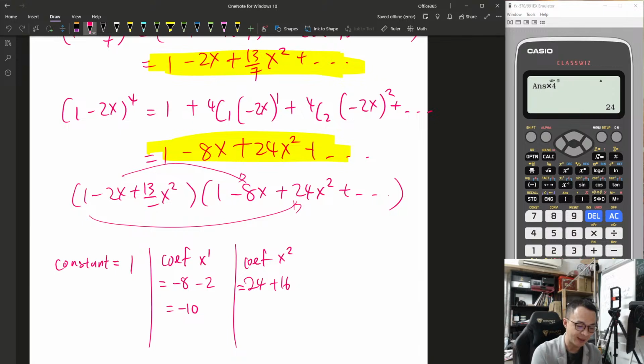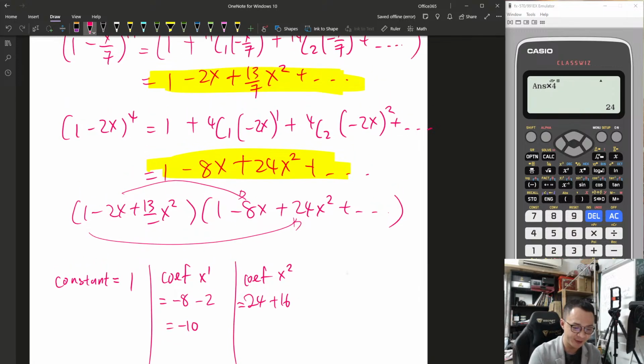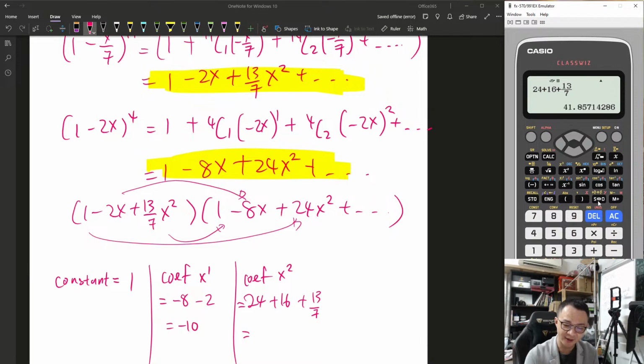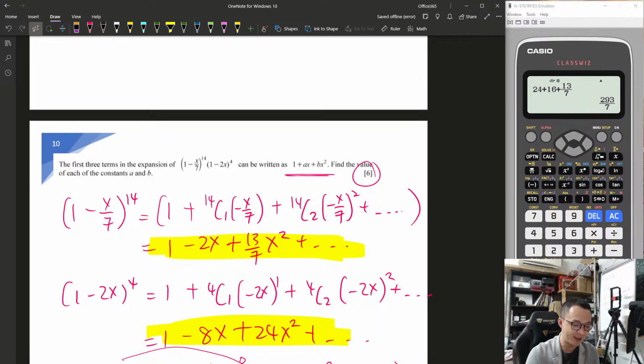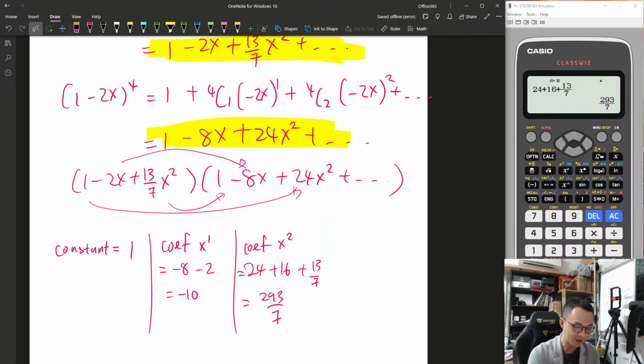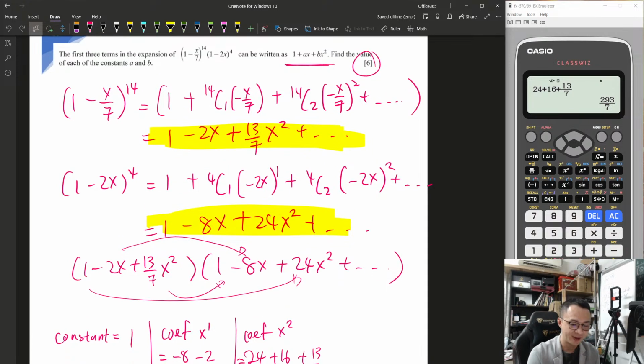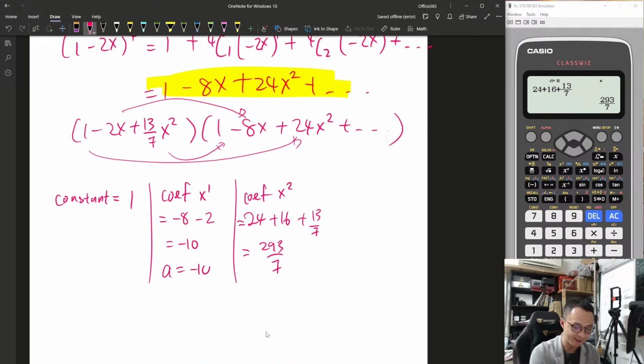Then this is 13 over 7, multiplied by 1, so plus 13 over 7. So this is 24 plus 16 plus 13 over 7, and this is the number you will get, 293 over 7. They want the a, b, and c, right? Sorry, they only want a and b. The constant is 1. So my a is negative 10, and my b is 293 over 7.